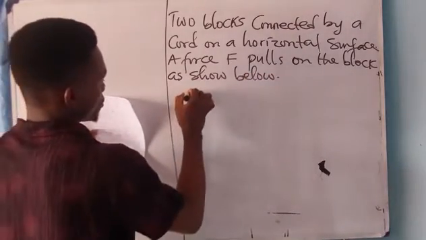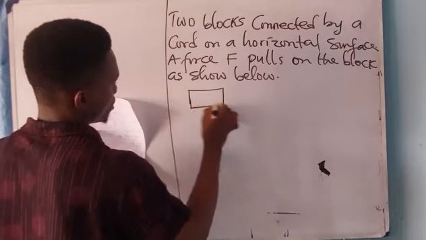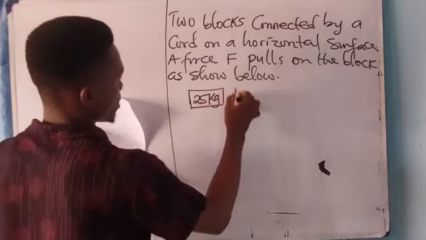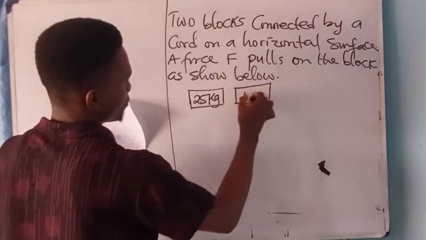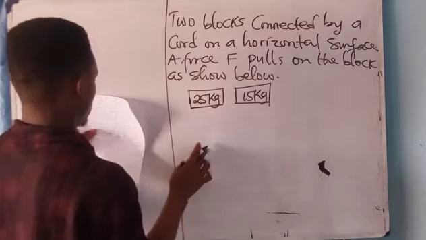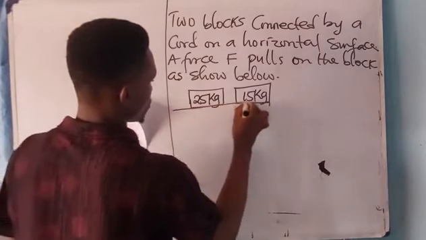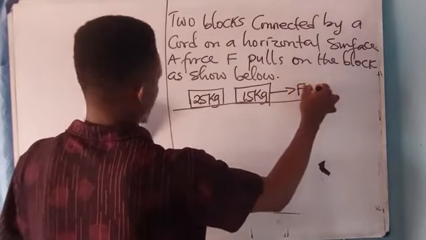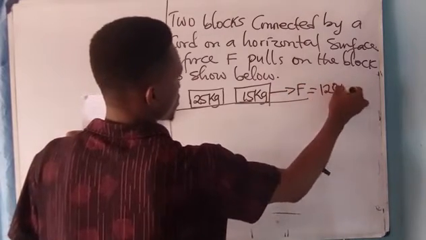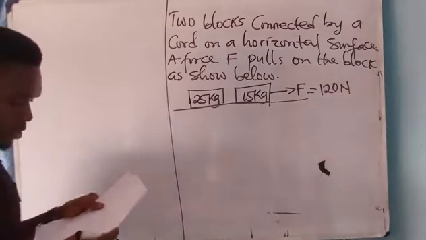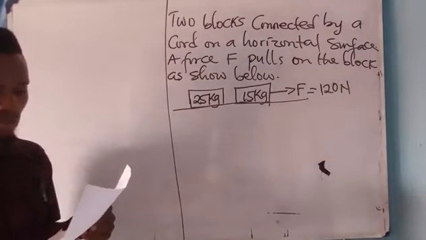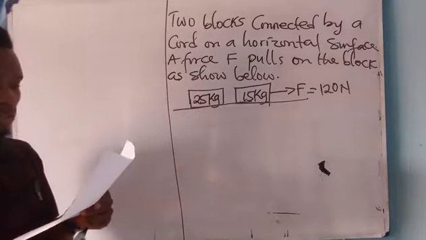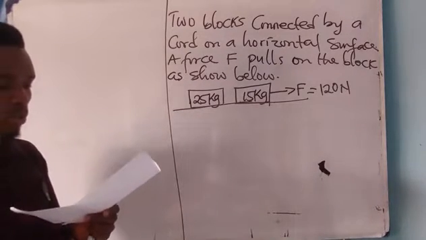The masses they gave us are 25 kg and 15 kg. They are on a horizontal plane, and they say that F is equal to 120 Newton. Calculate the acceleration. You know what we are going to do here now.